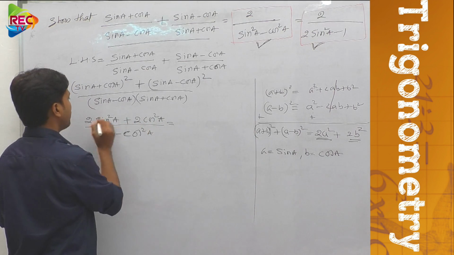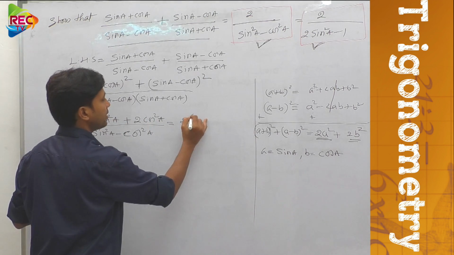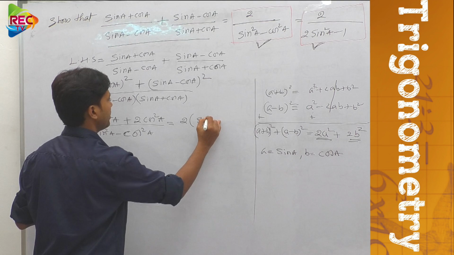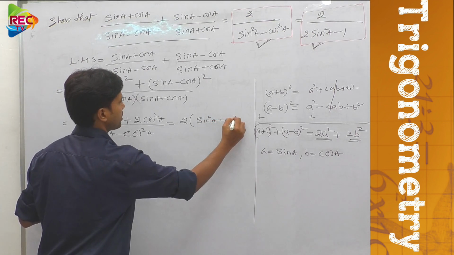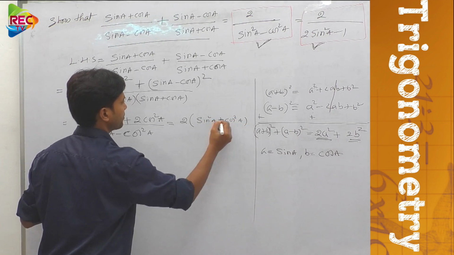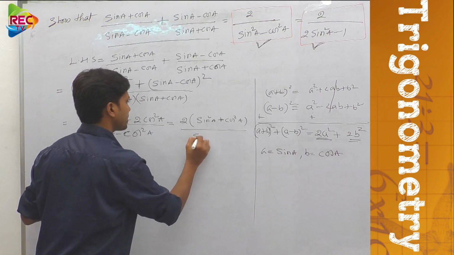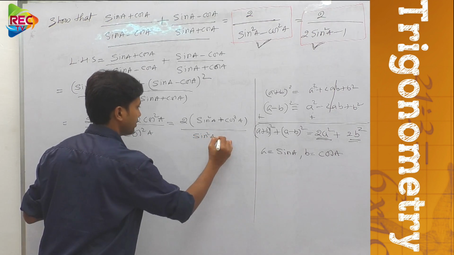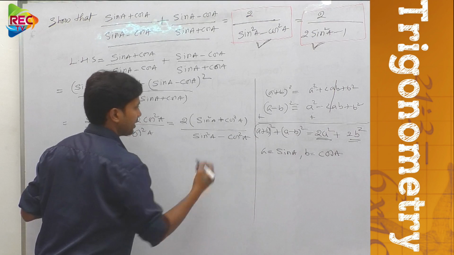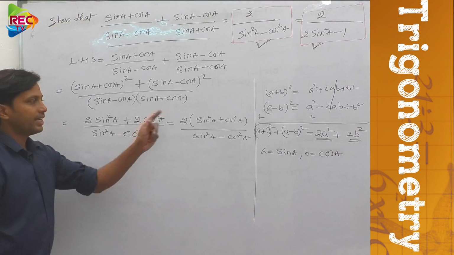Just see, take common 2 from the numerator part. That would be your sin square A plus cos square A by sin square A minus cos square A, right? So like this we can write, or not?